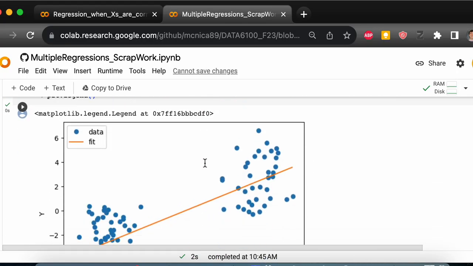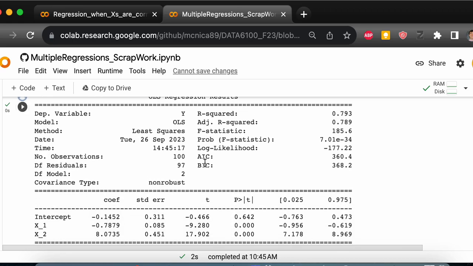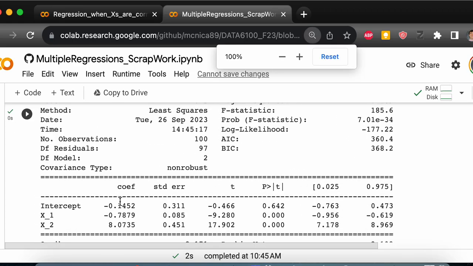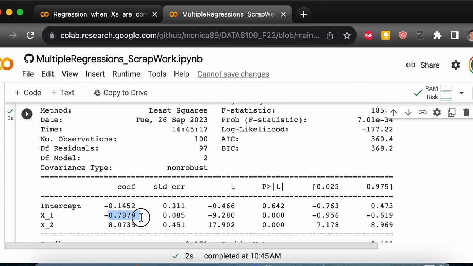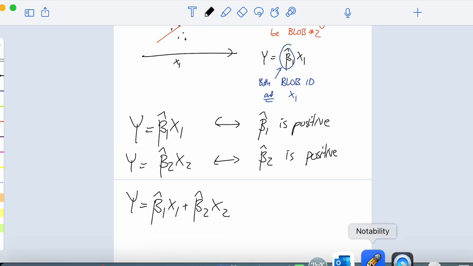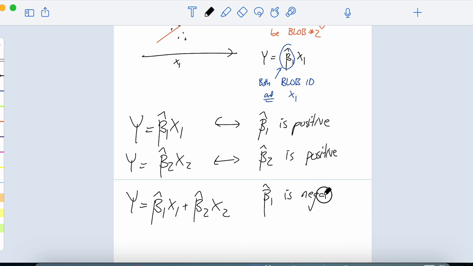To find out, we run the model, and you see that now it is negative. It switched from positive to negative. In this one, beta hat 1, the coefficient in front of x1, is negative, and the coefficient in front of x2 is even more positive. So now beta hat 1 is negative and beta hat 2 is positive. Whether you're positive or negative depends on what you are controlling for, what is in your model and what is outside of your model.